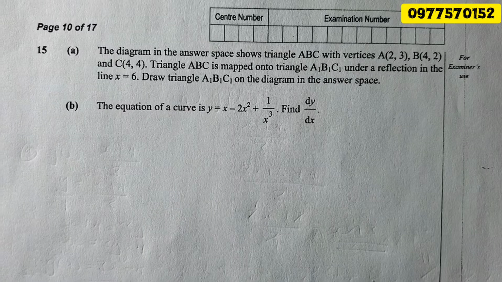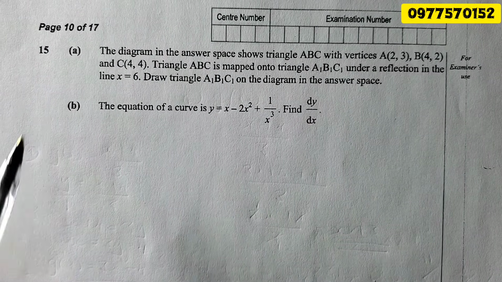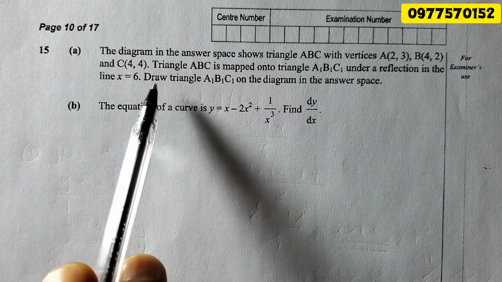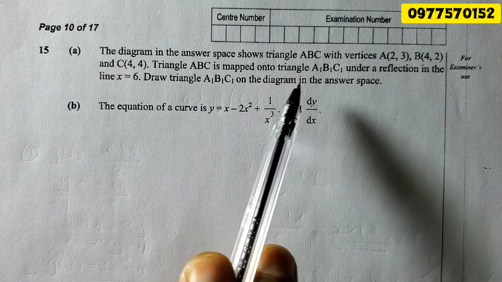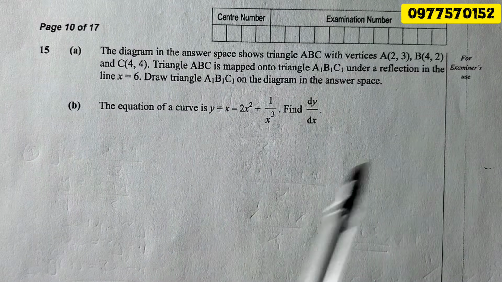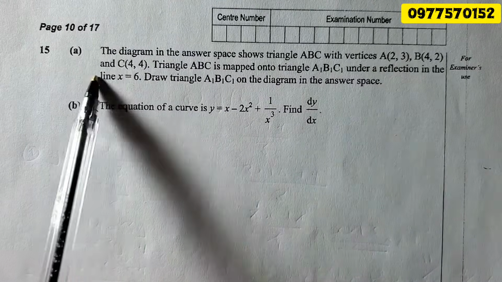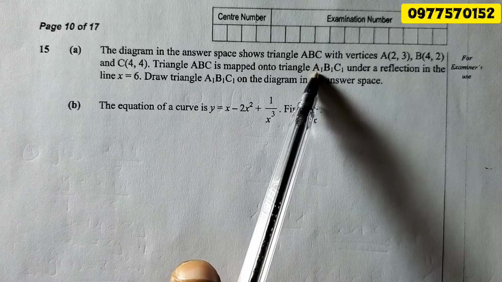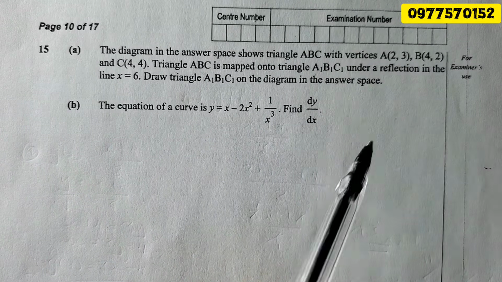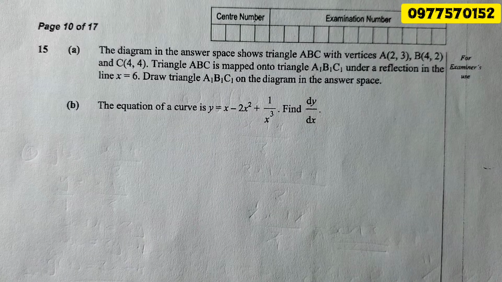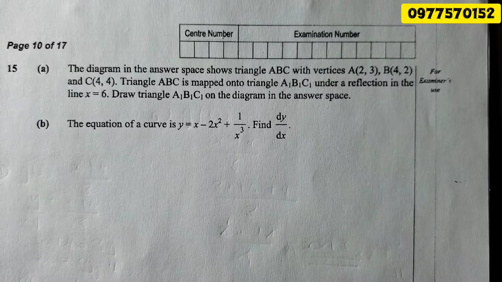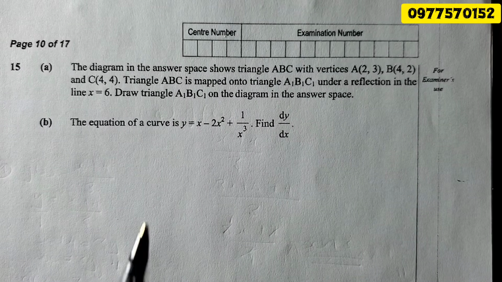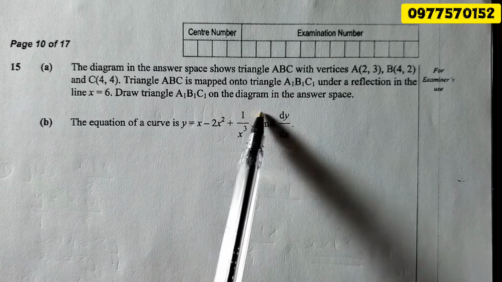So question 15. We have 2 questions as well, A and B. The first question is under transformation, and they say the diagram in the answer space shows triangle ABC with vertices A, B, C. Triangle ABC is mapped into triangle A1, B1, C1 under a reflection in the line x equals 6. Draw triangle A1, B1, C1 on the answer space provided.